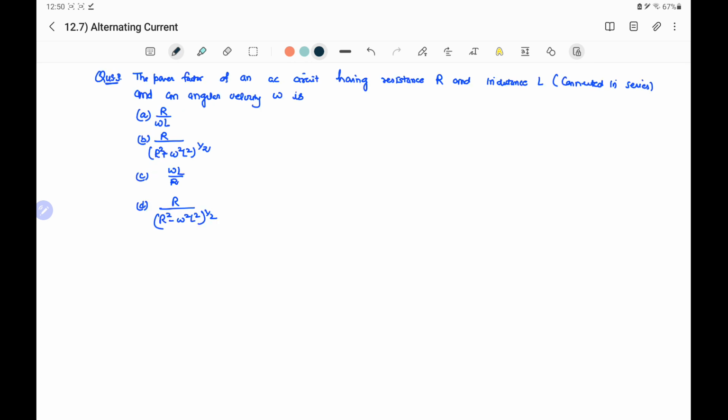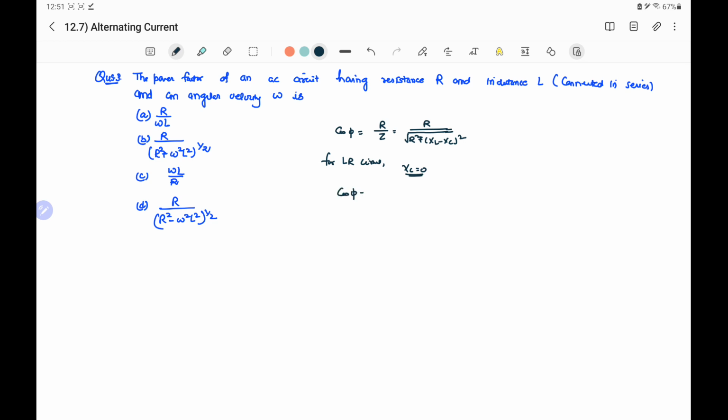Next question is, the power factor of an AC circuit having resistance R and inductance L connected in series and angular velocity omega is. We have found that power factor cos phi for series LCR circuit is R by Z, and it is equal to R by root R square plus XL minus XC whole square, where XL and XC are the inductive and capacitive reactances respectively. For LR circuit, we can consider this XC is 0 because capacitor is not present.